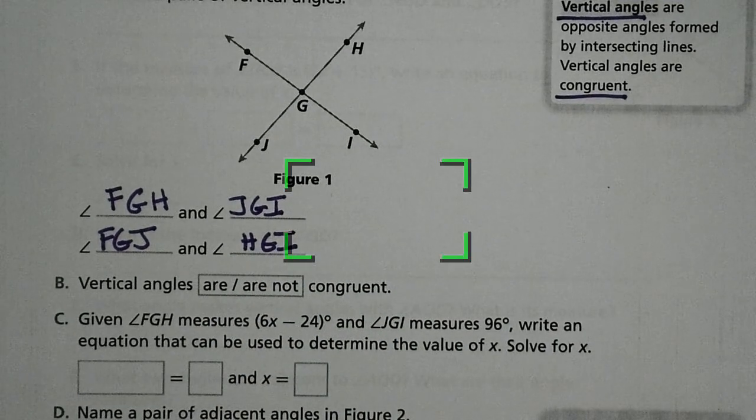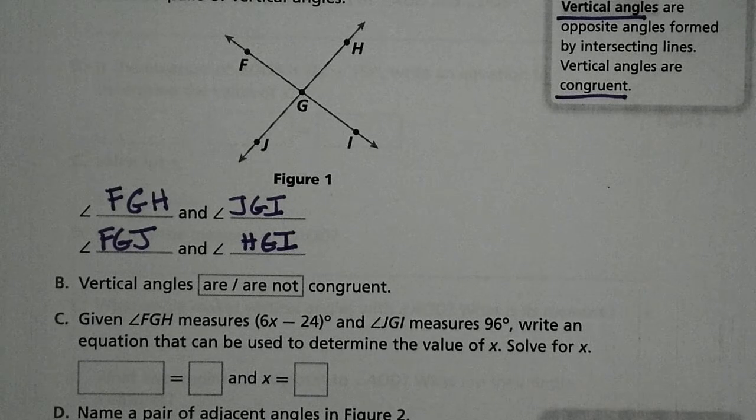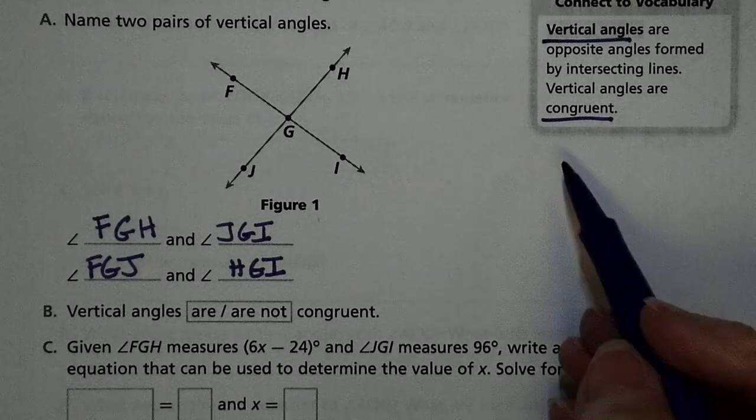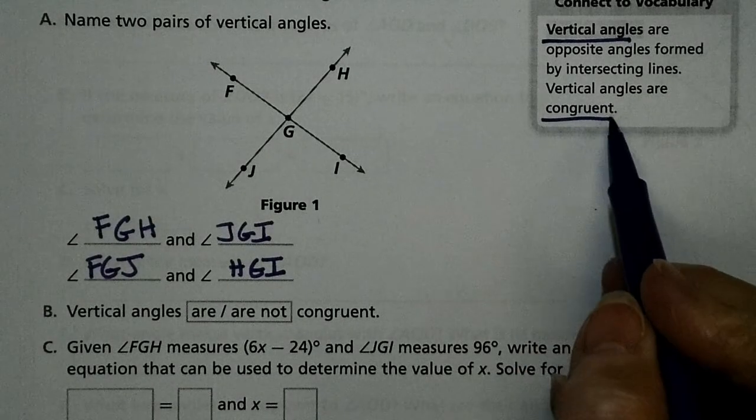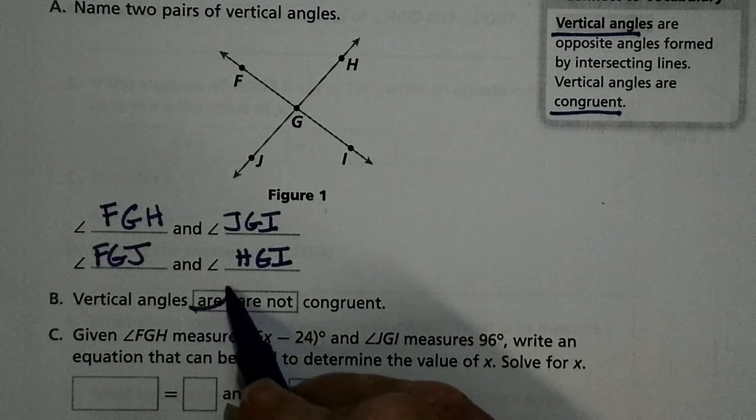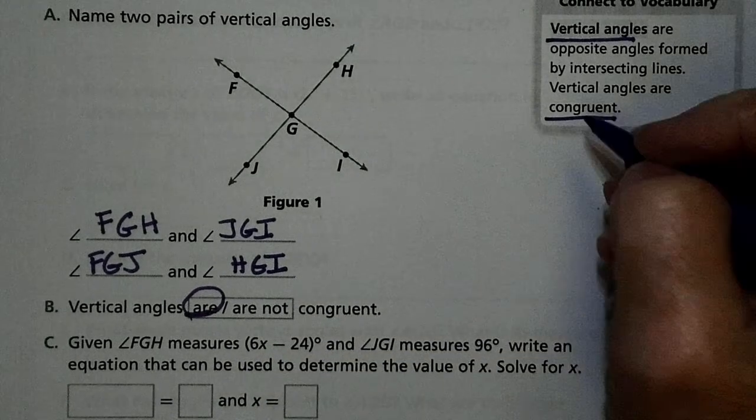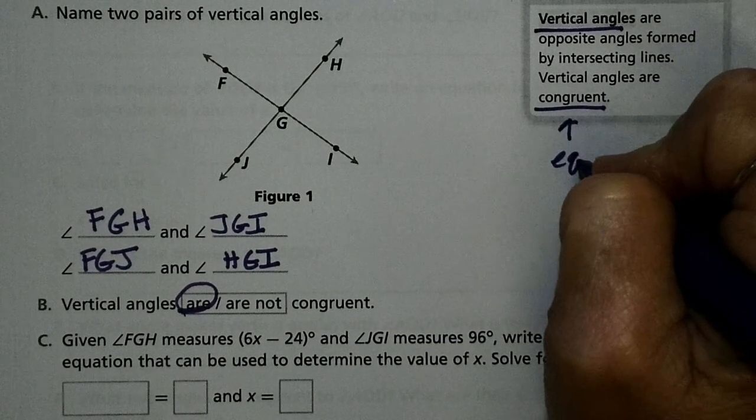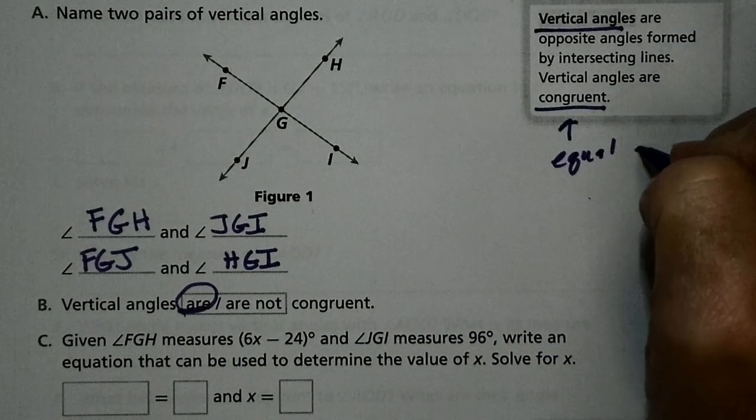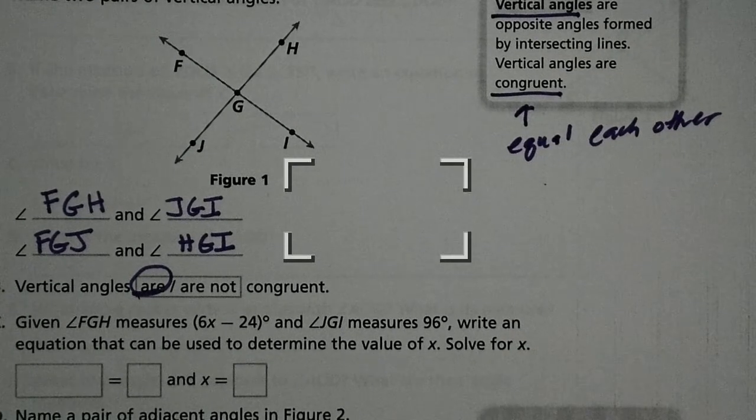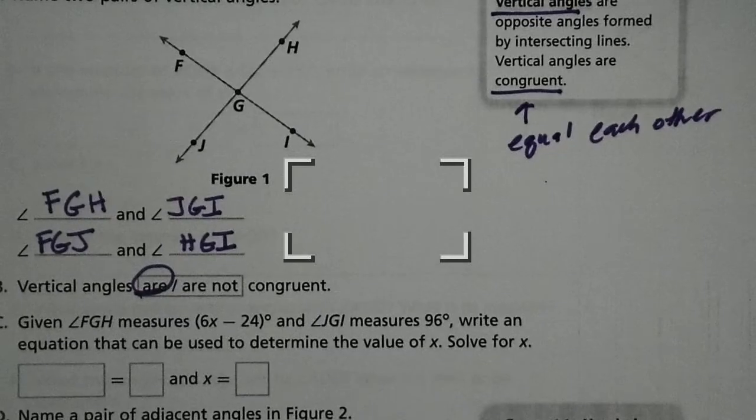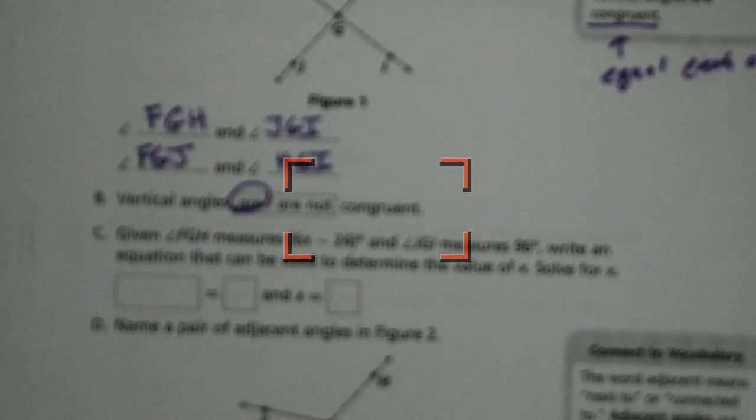And then the question says, vertical angles are or are not congruent. Well, what did we say they were? Yep, they are congruent. And that means they equal each other. That's what that means. All right, there we go.